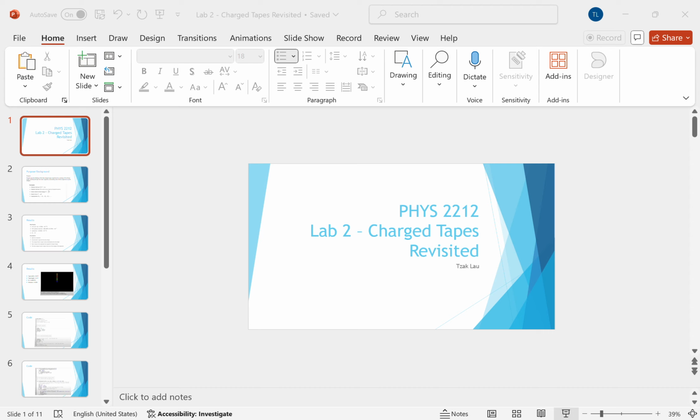In conclusion, the line charge model provides a more accurate representation of the charge distribution on the tape, leading to more precise results for the electric force. By comparing these models, we gain a deeper understanding of how charged objects interact in real-world scenarios.